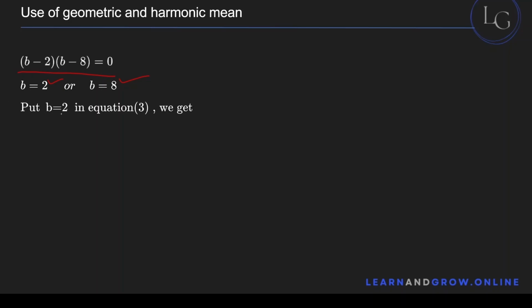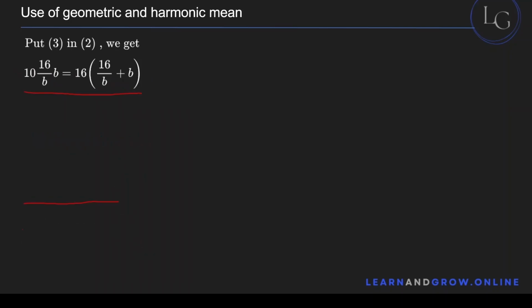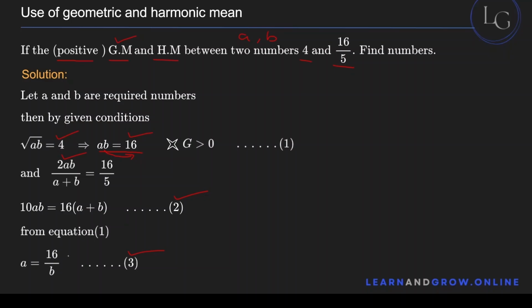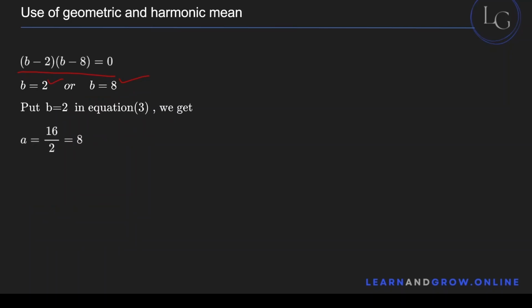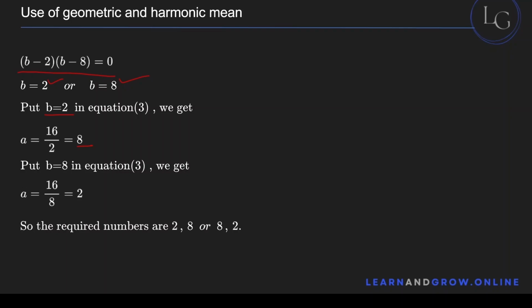So when you put b is equal to 2 in equation number 3, now what was equation number 3? This is equation number 3, and now you'll put the value of b in it to find the value of a. So once you do that, you can see that when you plug in the value b is equal to 2 in that equation, you get the value of a as 8. And when you plug in the value of b is equal to 8 in this equation, you can see that the value of a is 2. So the required numbers are 2 and 8 or 8 and 2.